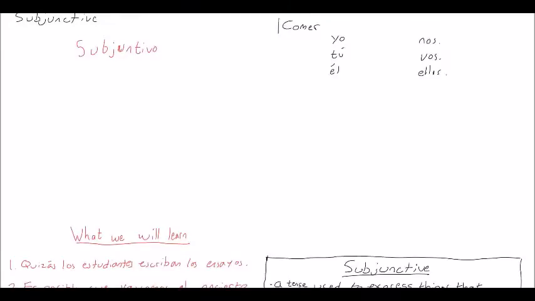Before we start, make sure you're comfortable conjugating verbs in the present tense, like comer and tener, and other verbs. So comer would be yo como, and tú comes, and so on and so forth.